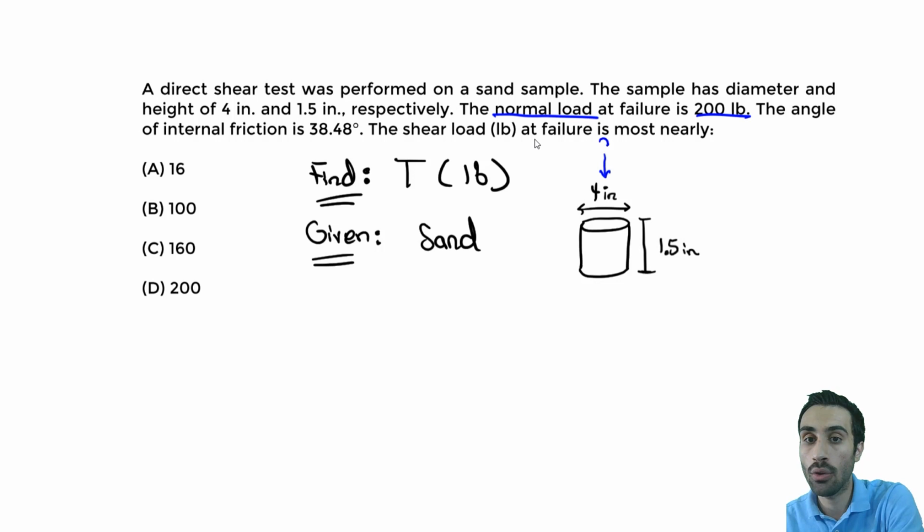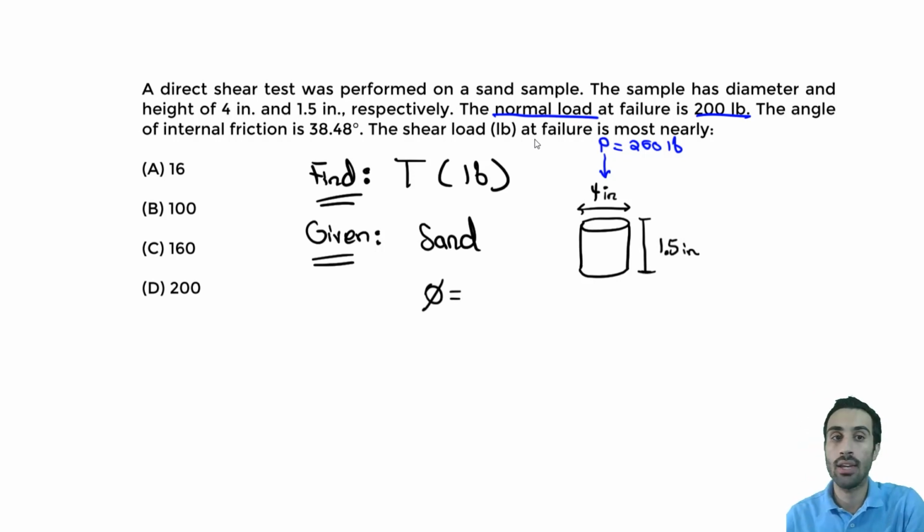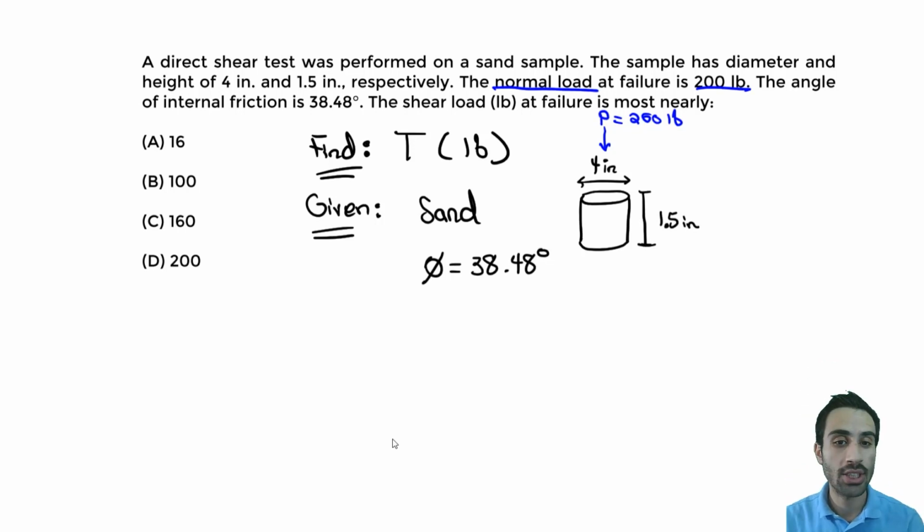So we're going to call that load P for the load at failure. That's going to be 200 pounds. Then we know the angle of internal friction. What do we denote that as? It's always phi. In geotech, it's always phi for the angle of internal friction. So it's going to be 38.48 degrees. Let's dive into that solution now.